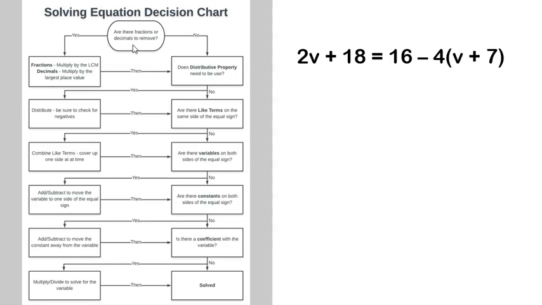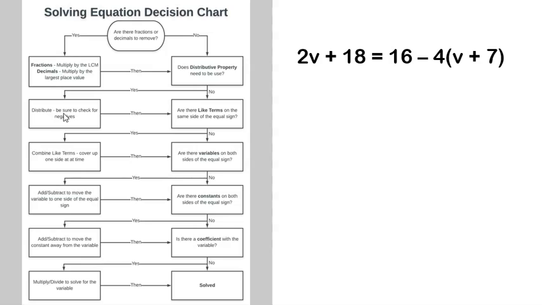Question 1 asks, are there fractions or decimals to remove? Well, as I look, nope, no fractions, no decimals. We're going to say no, and I'm writing down. Does distributive property need to be used? All right, distributive property, sure enough, I've got some parentheses with a number immediately outside. So this is a yes, so I'm going to follow it.